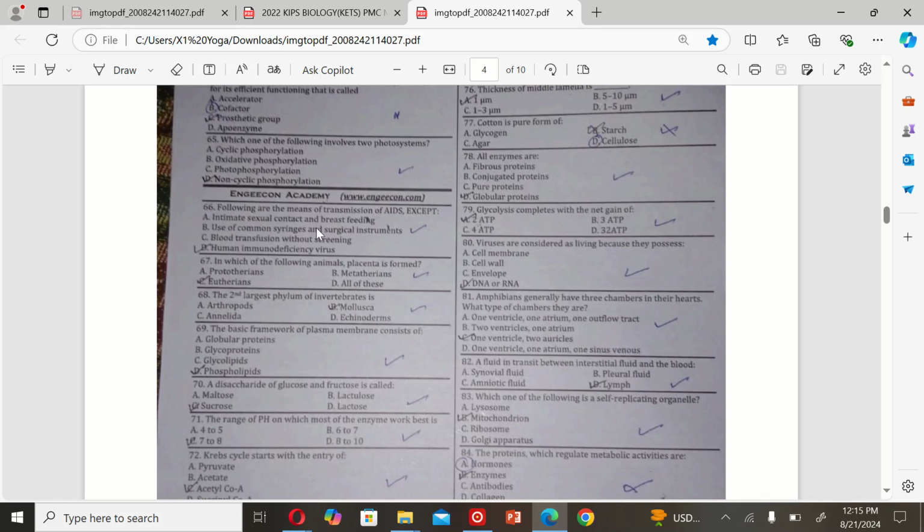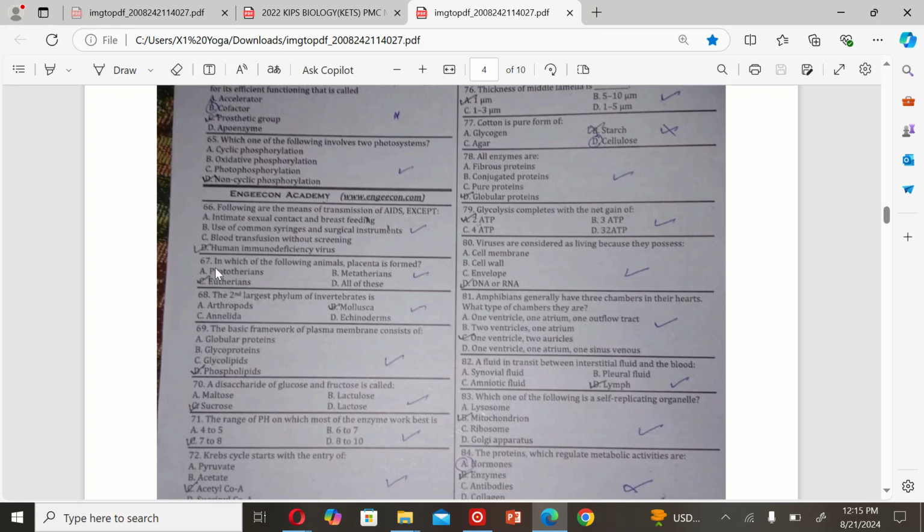The next MCQ is: the following are the means of transmission of AIDS except A. Intimate sexual contact and breastfeeding, B. Use of common syringes and surgical instruments, C. Blood transfusion without screening, and D. Human immunodeficiency virus. So the correct option is D.